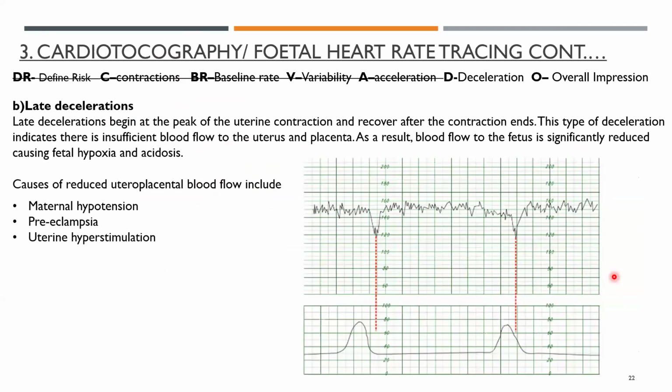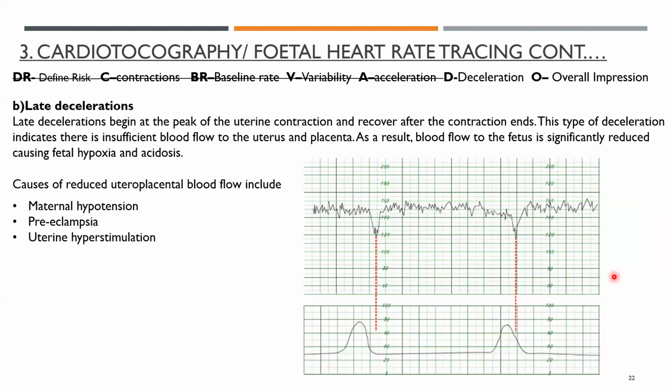The next one is late deceleration. This is the concerning one. It is when the deceleration begins at the peak of a uterine contraction and recovers after the contraction ends. This type of deceleration normally indicates that there is insufficient blood flow to the uterus and the placenta. As a result, the blood flow to the fetus is significantly reduced, causing fetal hypoxia and acidosis.